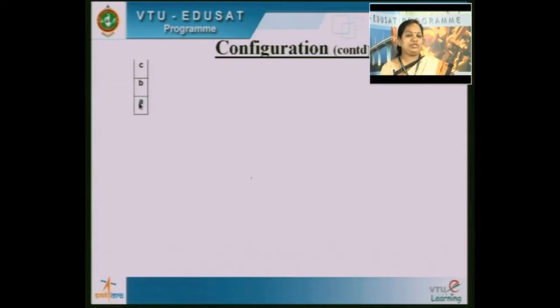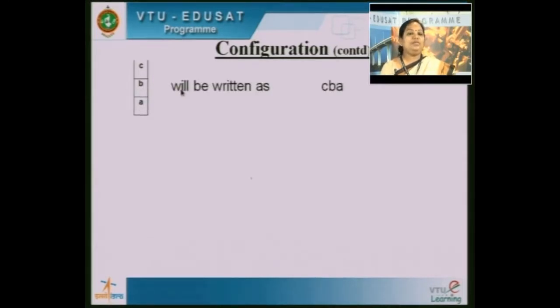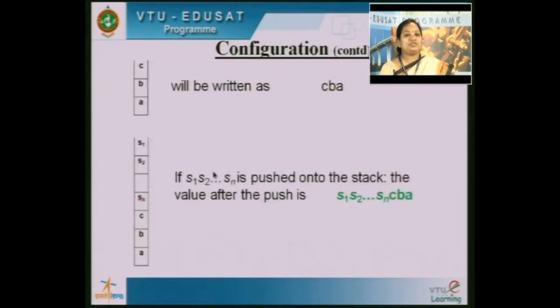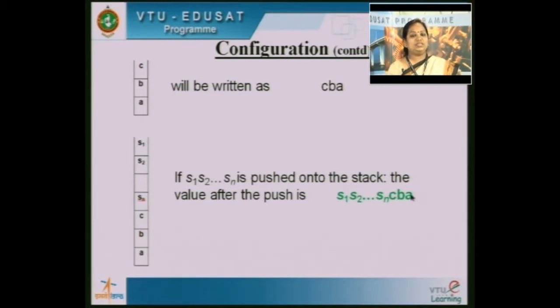Now suppose I push first A into the stack, then B, then C; then we will read it as CBA. Now after pushing A, B and C, if I want to push a string S1, S2, S3 up to Sn onto the stack, then the contents after pushing are read as S1, S2, S3 up to Sn, then C, B and A. So this is the string which is pushed onto the stack.